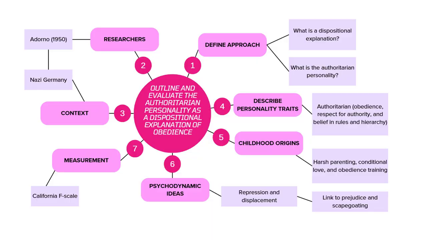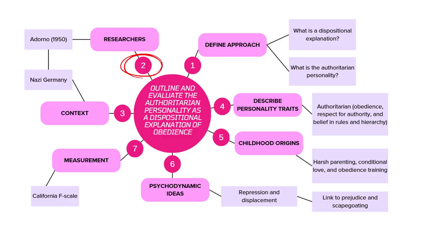Step 3. Planning before you write. Think of this plan as a framework, and once you have it, you can flesh it out. This helps you make sure you include everything and that it's in the right order. You could do your outline as a mind map. First, define the approach. What is a dispositional explanation? What is the authoritarian personality?